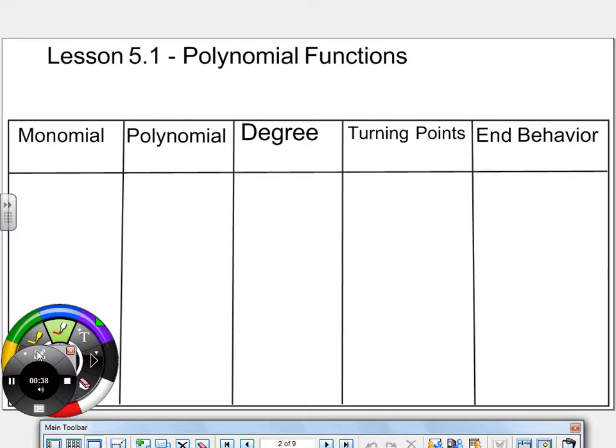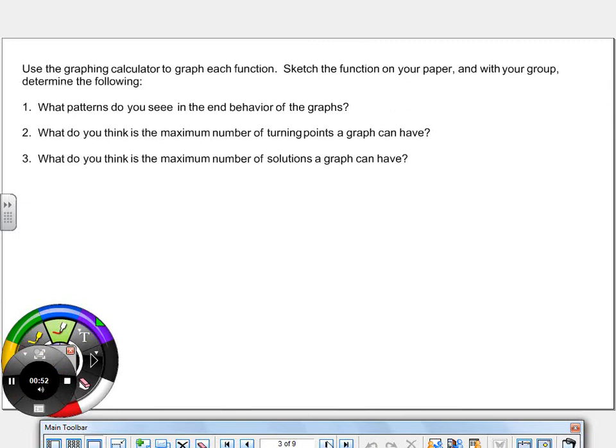So we're looking for monomial and polynomial, which are both names of certain types of expressions or functions. We have degree that we're going to look at, turning points, and end behavior. So we want to pay attention to what those things mean as we're working through this. Okay. All right. So on your paper, you have 6 graphs.